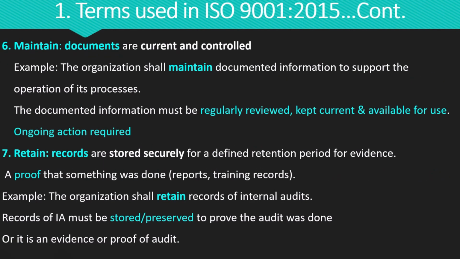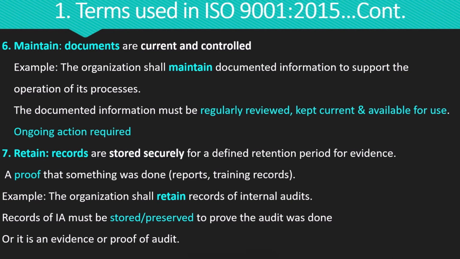The sixth is "maintain." Documents are current and controlled. Maintain is applied to the documents. For example, the organization shall maintain documented information to support the operations of its process. This means the documented information must be regularly reviewed, kept current or up to date, and available for use when in need. When we say maintain, there is ongoing action required.